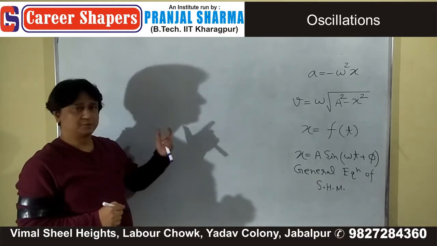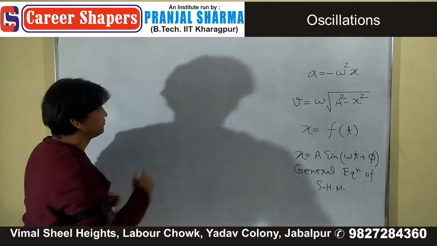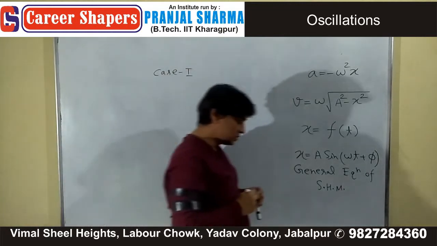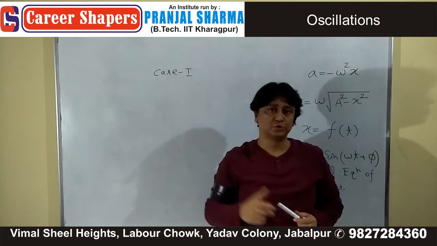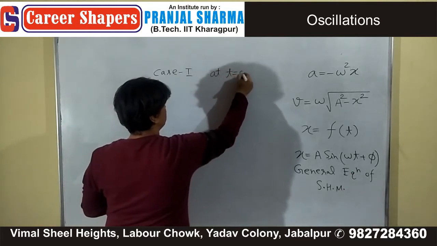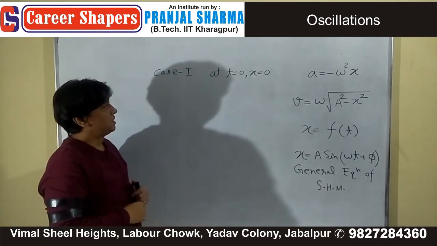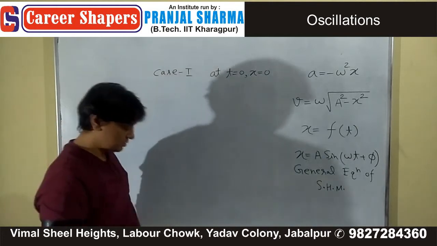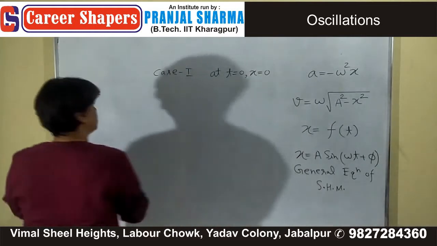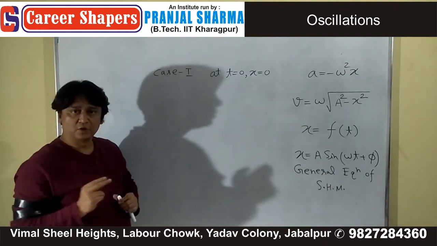Now let's see special cases of this x equals a sine omega t plus phi, or let's find out values of phi. And for that we'll take case 1. What is case 1? Case 1 says that the object at the beginning, at t equals 0, is at its mean position. At t equals 0, x is 0. Write down case 1. At the beginning of motion, the object is at its mean position and is moving towards positive amplitude.